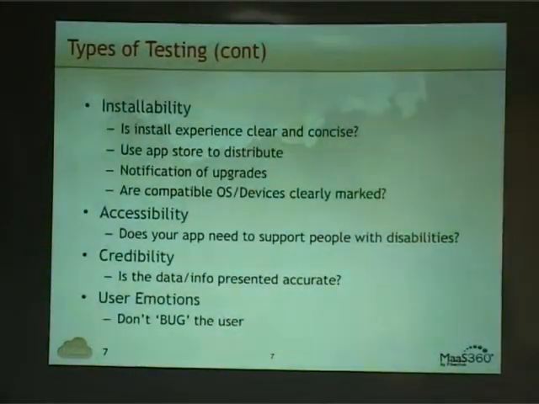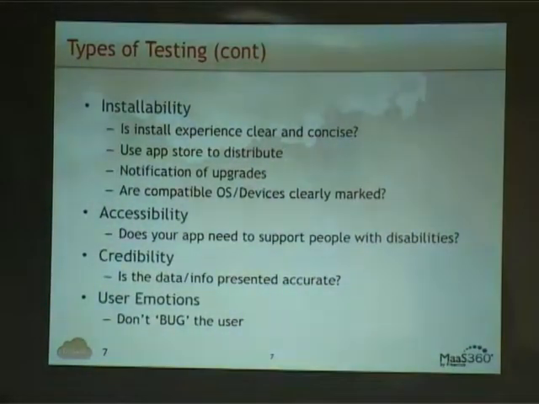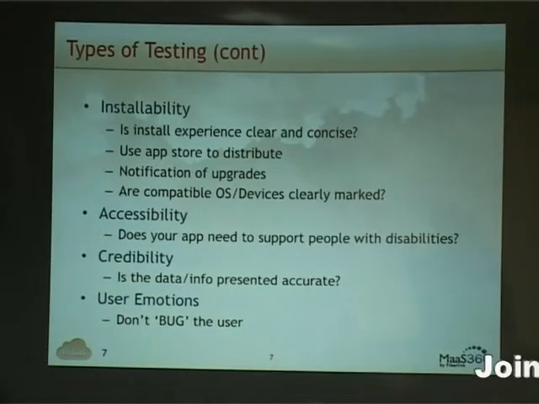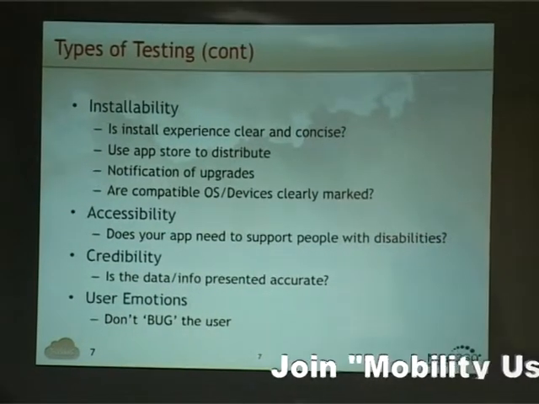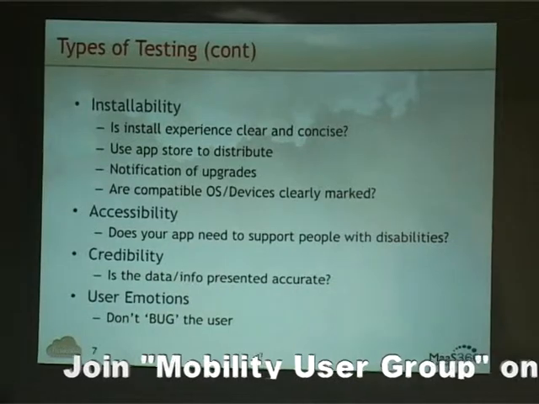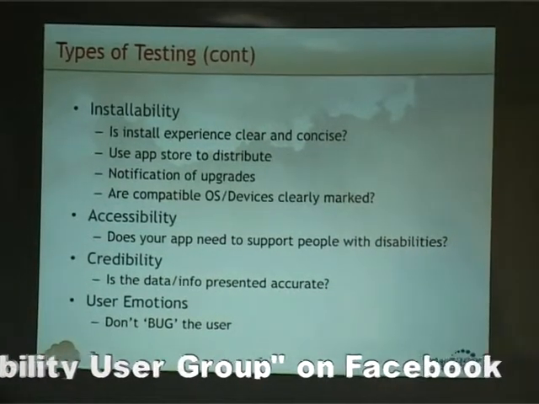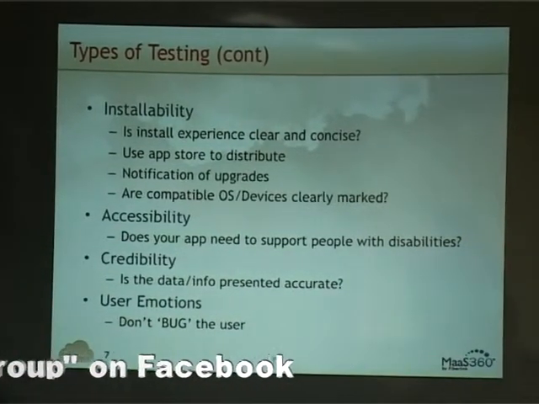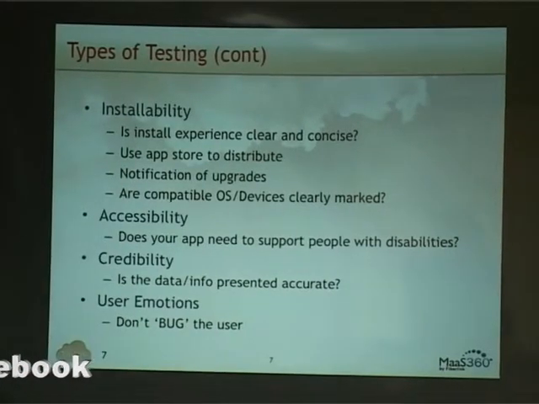Notification of upgrades I just mentioned. Can you notify the user by multiple means? Not only through the marketplace, but maybe on your own if there's an upgrade available. Are compatible OS devices clearly marked? So in your marketplace, if you're not supporting a particular device and can't stop it from showing up there, make sure you note it.